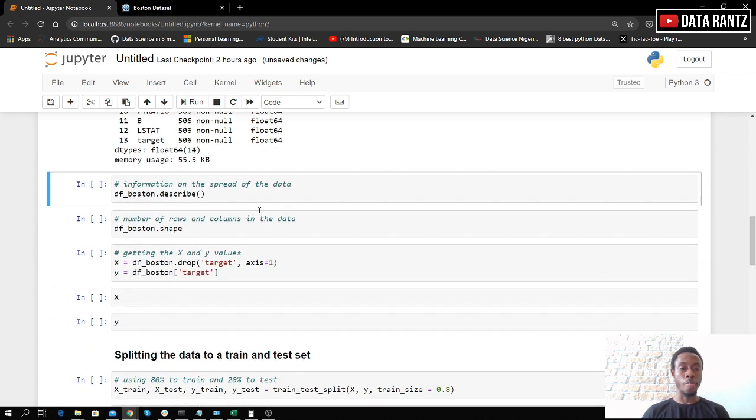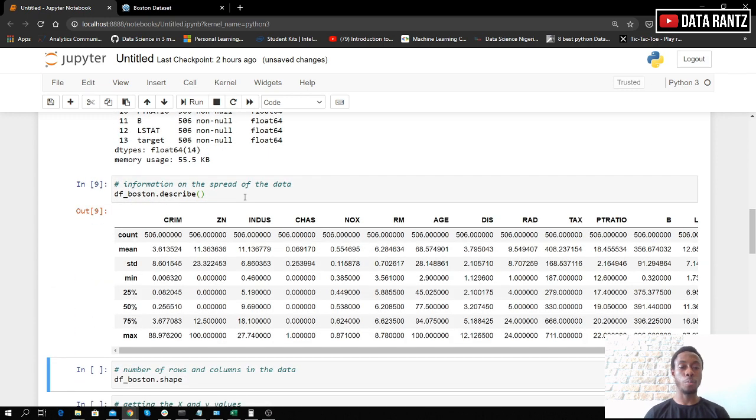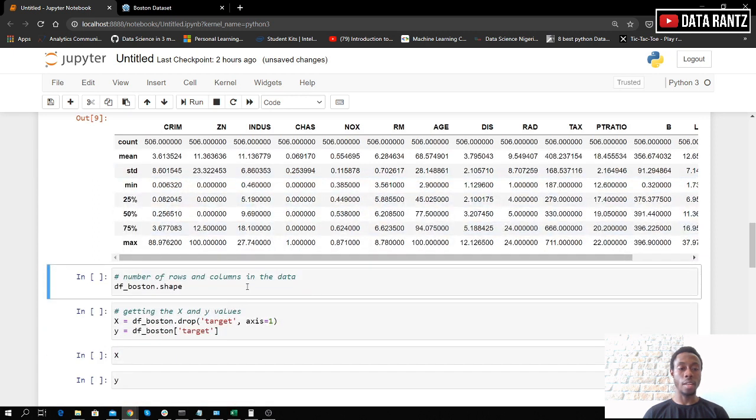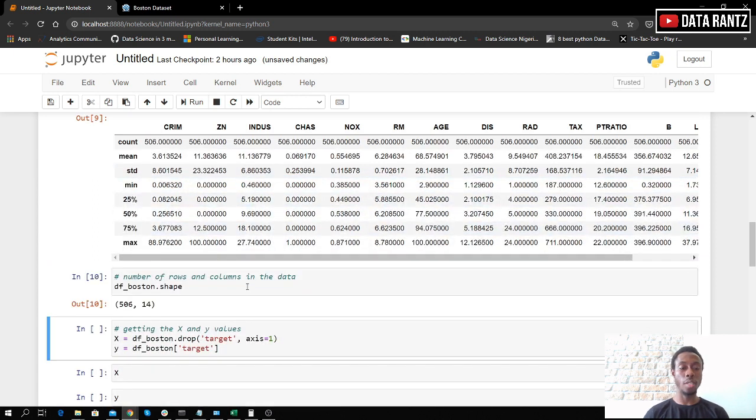Okay, so also looking at the spread of the data, the describe method gives us the spread of the data, telling us the interquartile ranges, the mean, the count, all of that. And then the shape of the data gives us the number of rows and the number of columns. So like I earlier said, we have 14 different columns, and about 506 rows in this data set. Of these 14, one of the columns is the target variable that we're trying to predict.